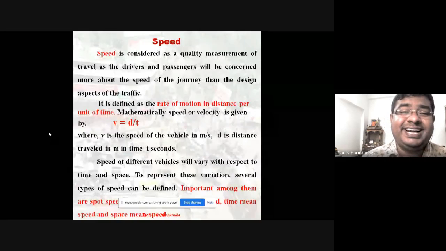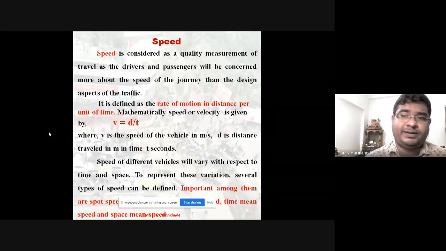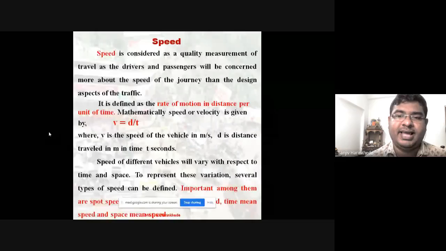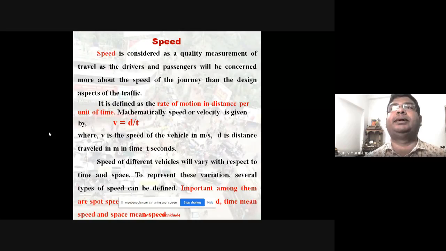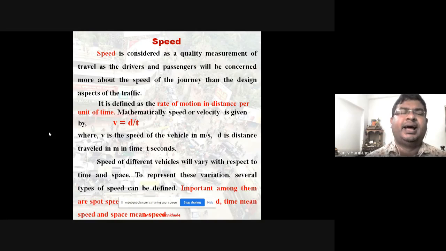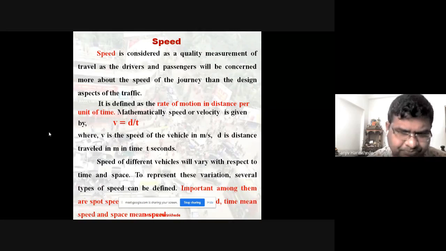The speed is considered as a quality measurement of travel, as the driver and passenger will be concerned more about the speed of the journey than the design aspect of the parameter. Generally, this is one of the basic important parameters whenever we study traffic engineering. It is defined as the rate of motion in distance per unit time, or generally, distance per unit time is known as speed.